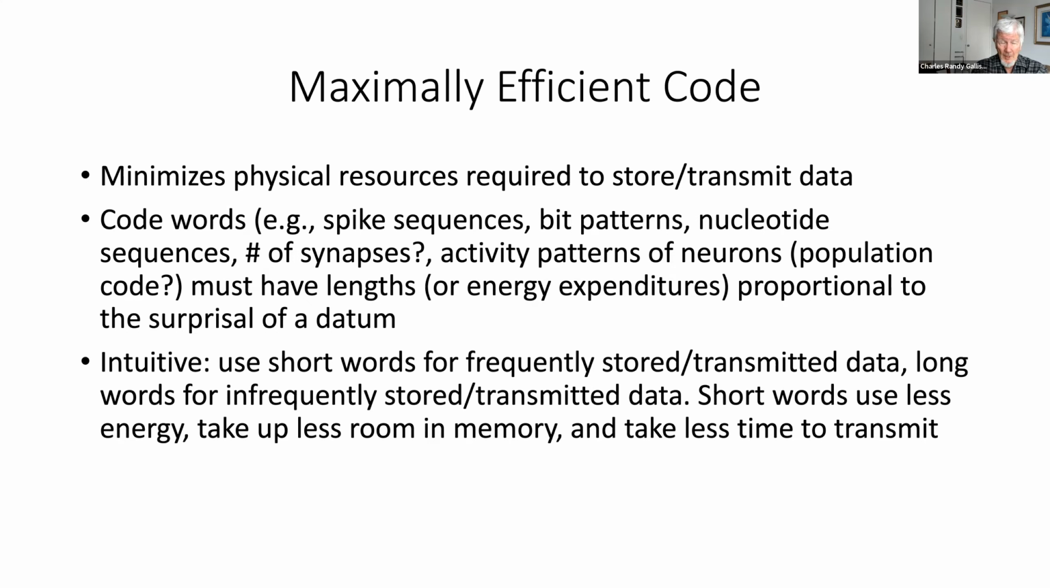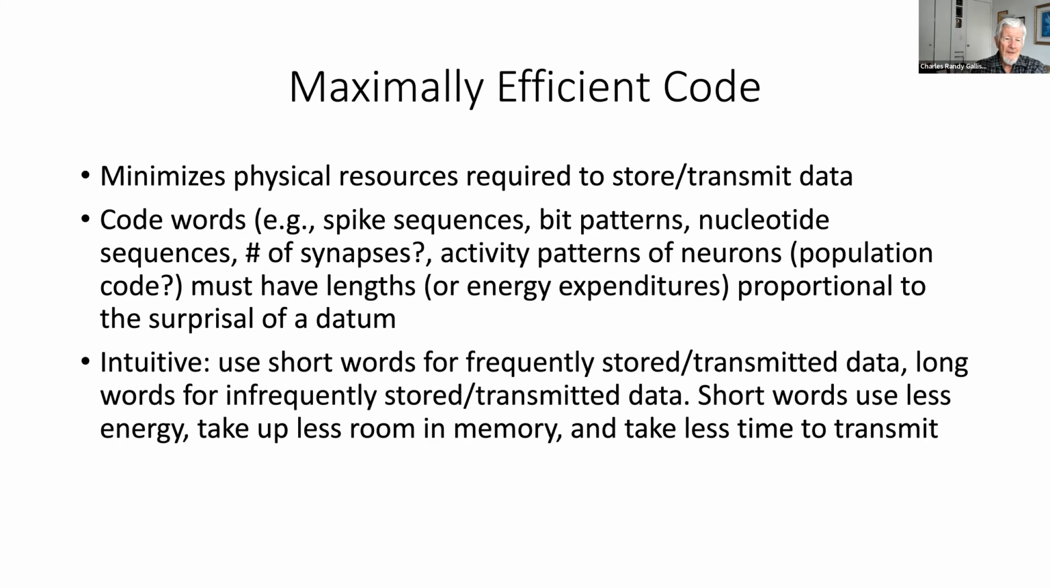Okay, so that's the coding theorem: the optimum code is when the word lengths are proportional to the surprisal. That means the data that occur frequently, the things that have to often be stored in memory or often transmitted, get, whatever your physical medium, whatever your physical realization of the code is, you use less of it for the high frequency items and more of it for the low frequency items.